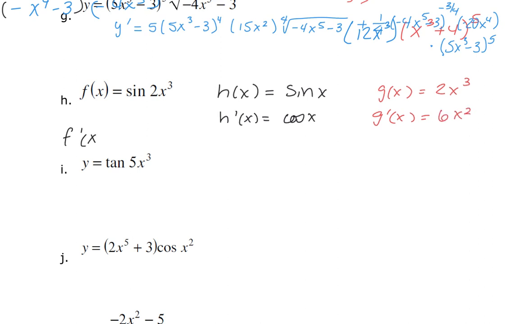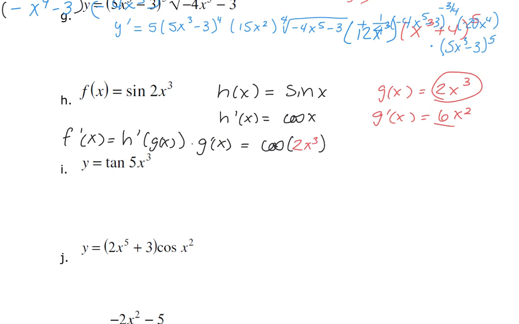f prime of x is going to be h prime of g of x multiplied by g prime of x, which in this case is going to be the cosine of, and I'm going to put my original g of x in here, which is 2x to the third. That's my h prime evaluated at g of x. And then I'm going to multiply by my derivative of g of x, which is 6x squared.